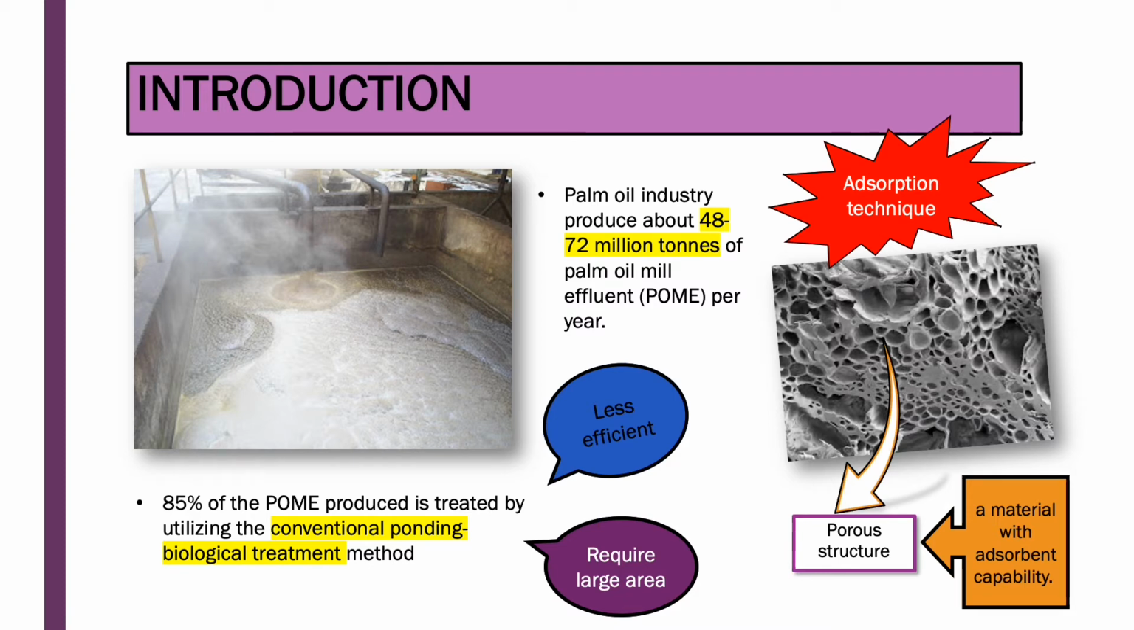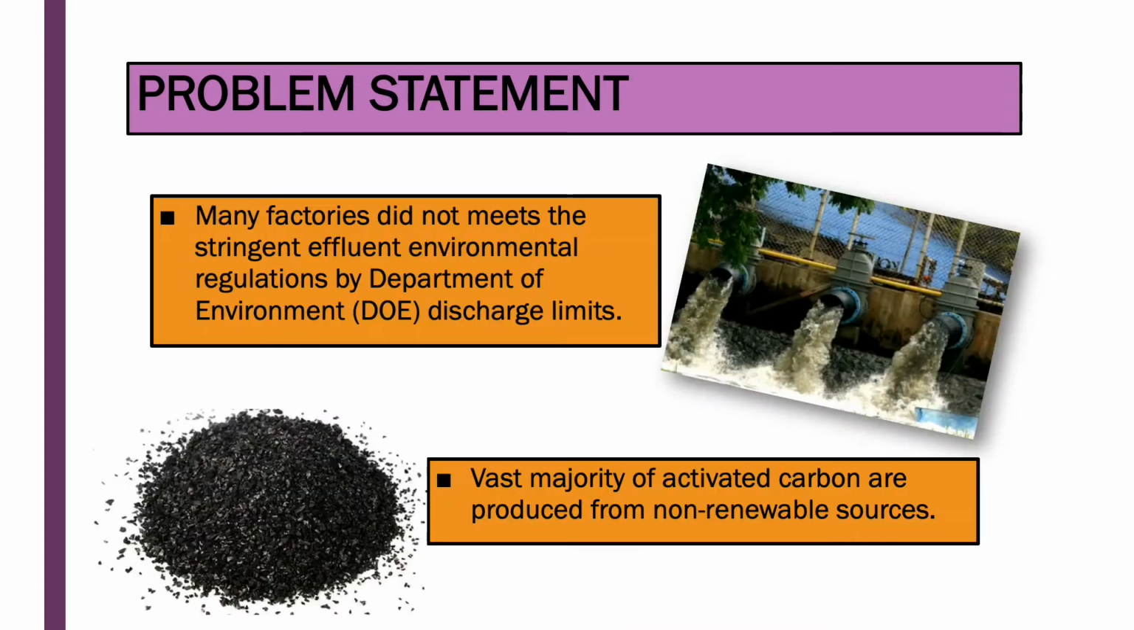Therefore, nowadays, research interest seems to have shifted to the development of polishing technology, such as the adsorption technique, for the removal of organic matter in wastewater. Activated carbon has a porous structure, as you can see from the picture, surrounded by carbon atoms. Therefore, it is a material with adsorbent capability.